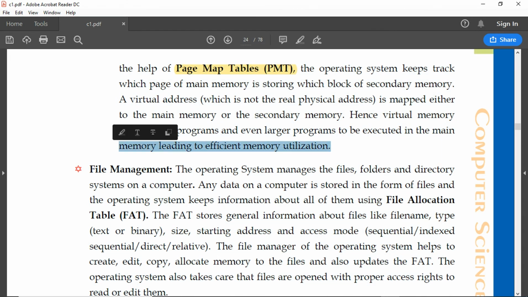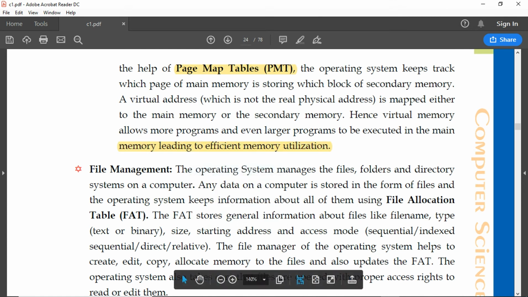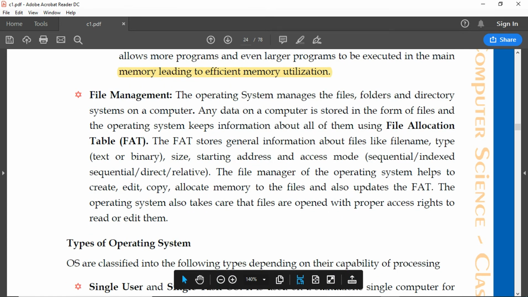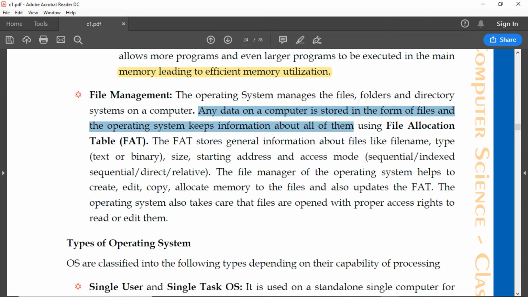Hence virtual memory allows more programs and even larger programs to be executed in the main memory, leading to efficient memory utilization. File management: the operating system manages the files, folders, and directory systems on a computer. Any data on a computer is stored in the form of files and the operating system keeps information about all of them using the file allocation table, FAT.